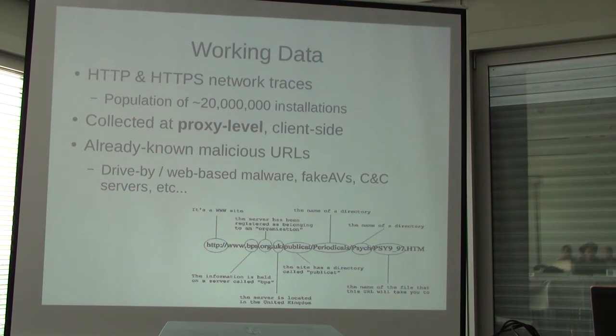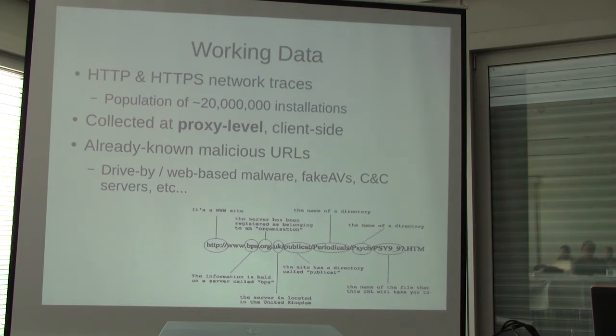So we collect basically the URLs that the machines are connecting to, either GET or POST requests, and those are related to URLs that we already know to be malicious, okay? If a machine is connecting to this URL, it might be because it received a new spam email and the guy clicked on the spam and connected back to a phishing site, or the machine is infected by malware, so it's connecting to the botnet, or the user is lured into visiting a site and downloading a fake AV and so on. So this is our data set.